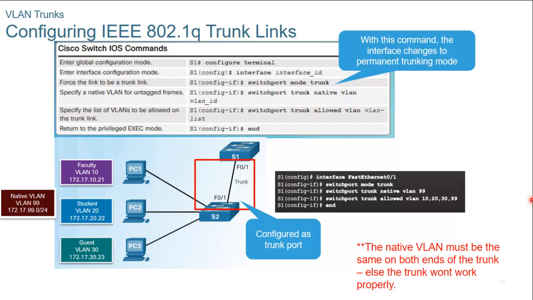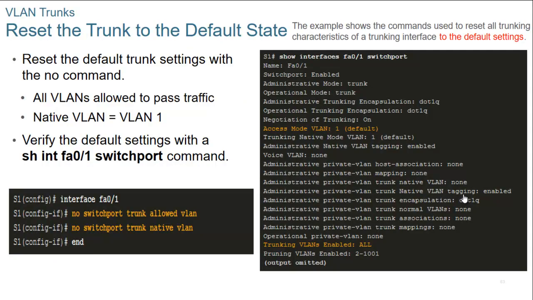One thing about native VLAN in trunks is that it is not tagged. While all other VLANs are tagged, native VLANs are not tagged. To reset the default trunk settings, we use the no command. All VLANs are allowed to pass traffic, and the native VLAN will be reverted back to the default, which is VLAN 1. We can verify the default settings with the show interface FastEthernet 0/1 switchport command. So here you have no switchport trunk allowed vlan, meaning that now we are allowing everything, and no switchport trunk native vlan. That means we are reverting back to the default VLAN, which is VLAN 1.